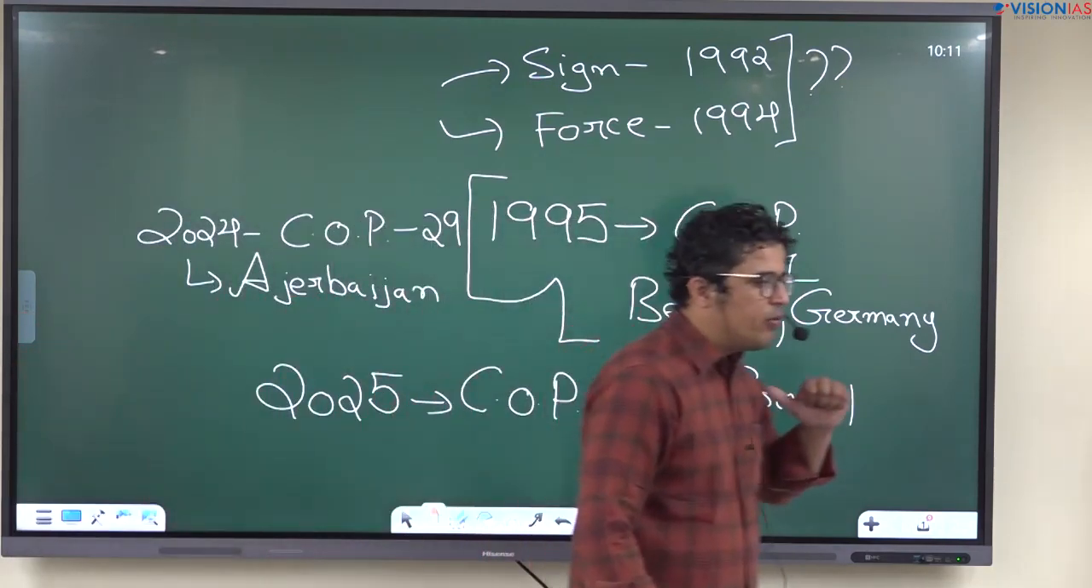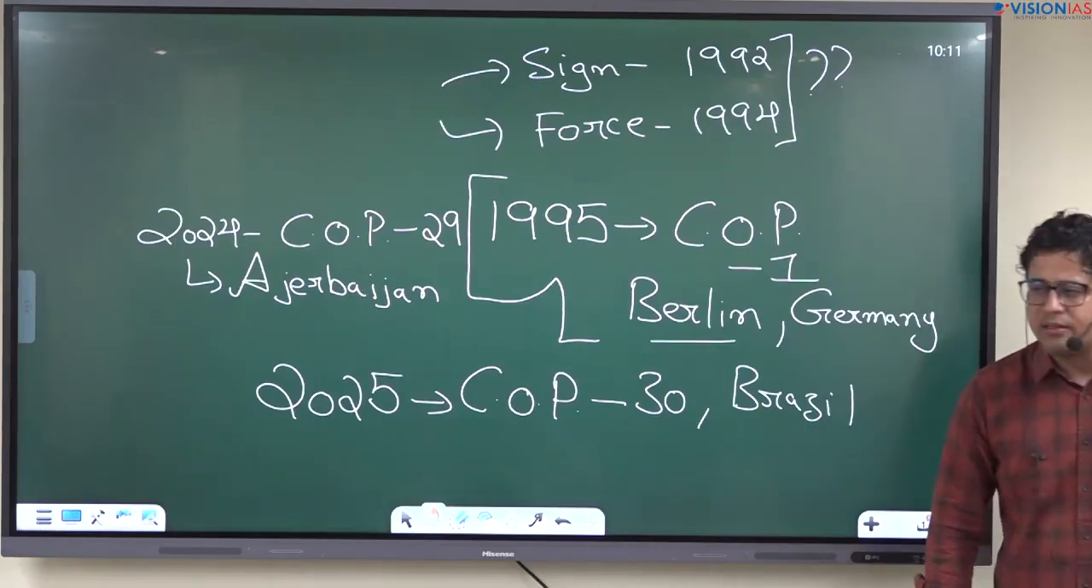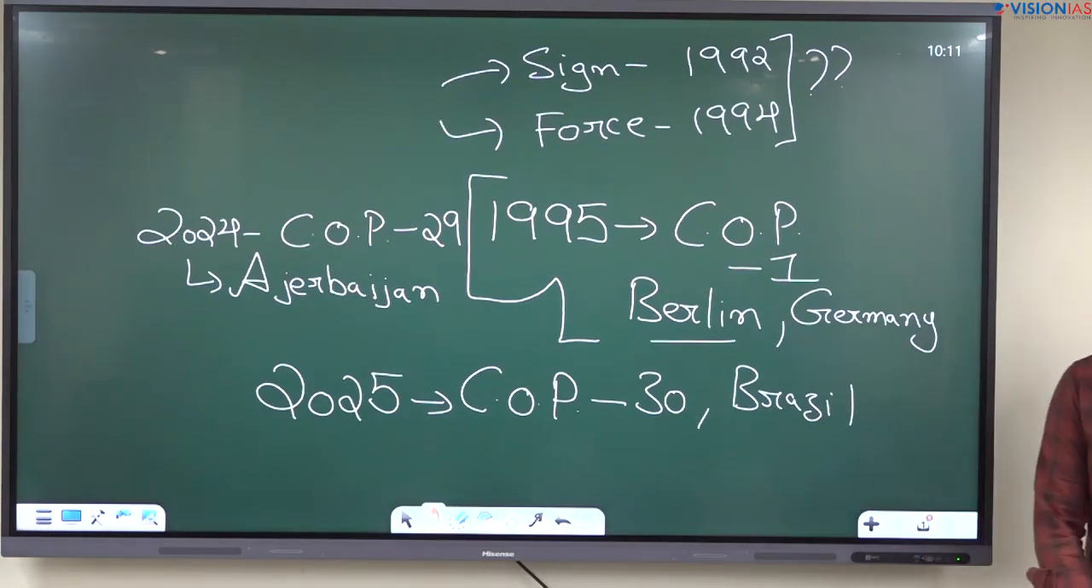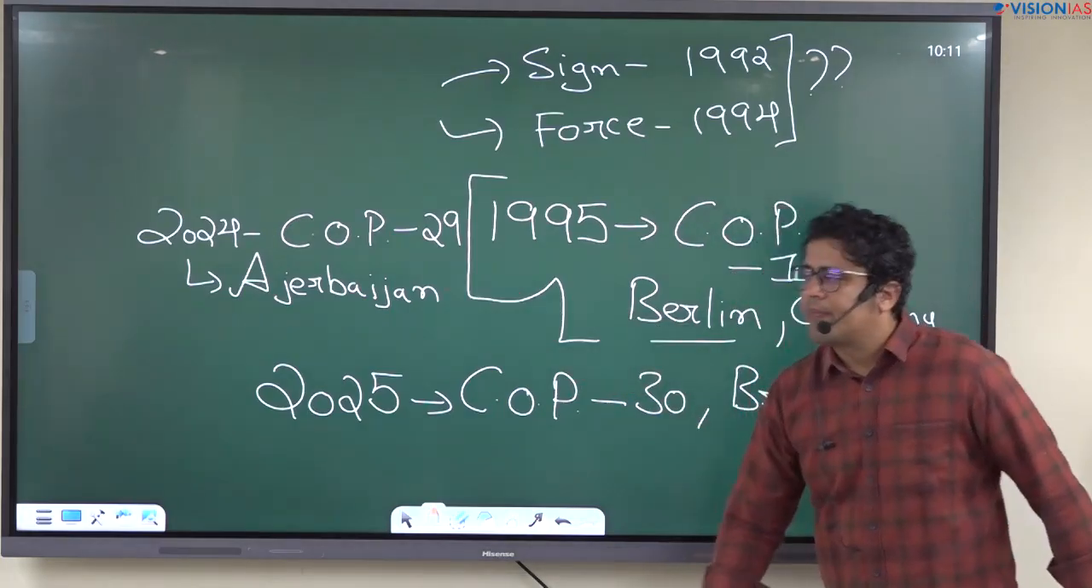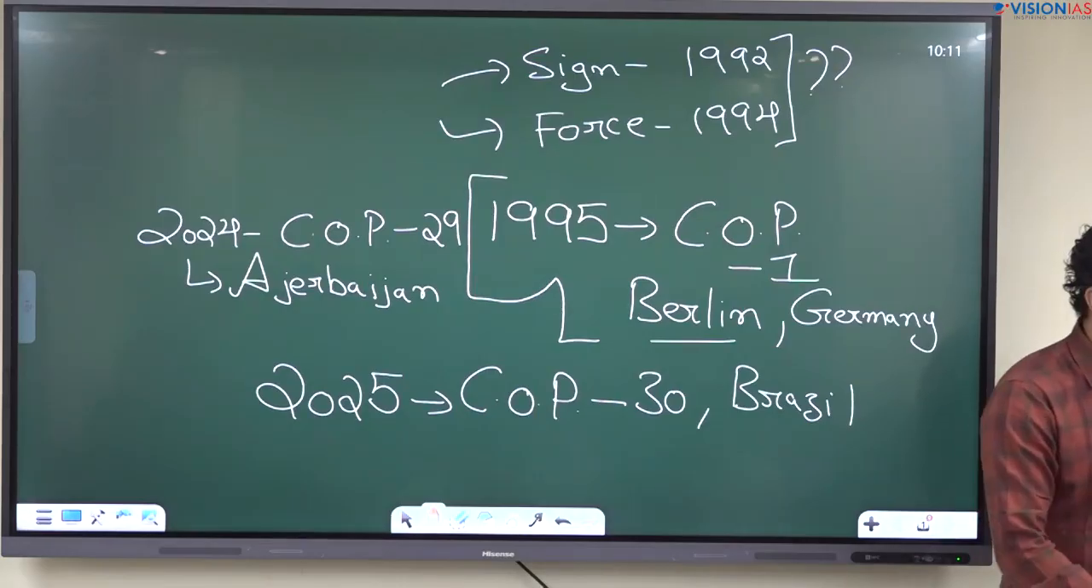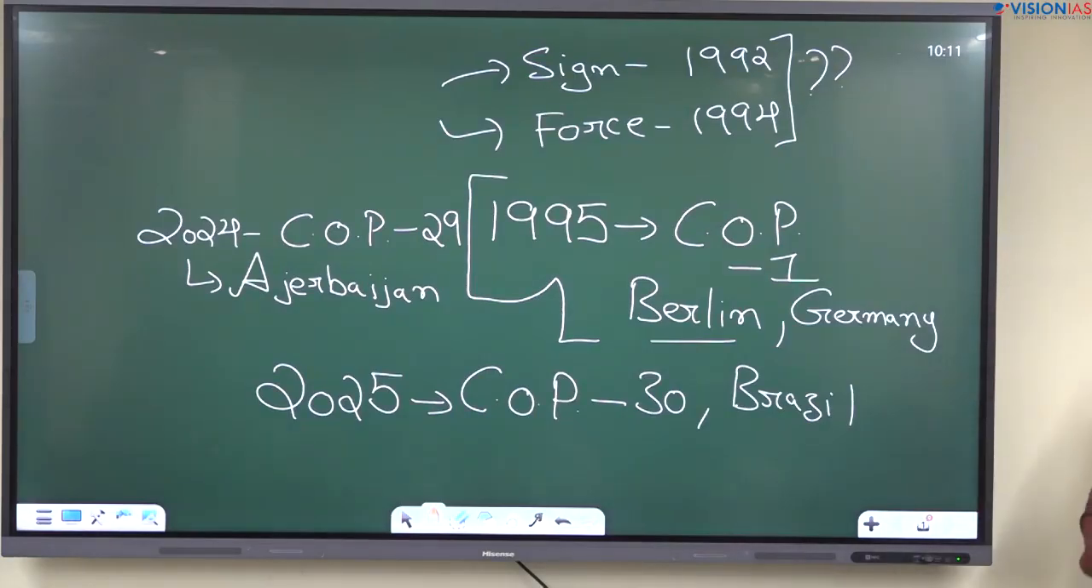So the COP of 2024 took place in Azerbaijan. That means this COP of 2024, which is COP number 29, happened before your exam, before your prelims. So you should read about it because it is the meeting of the most important organization in the field of climate change. India also participated. So at least you should know some facts about COP29. We'll discuss that in the class.